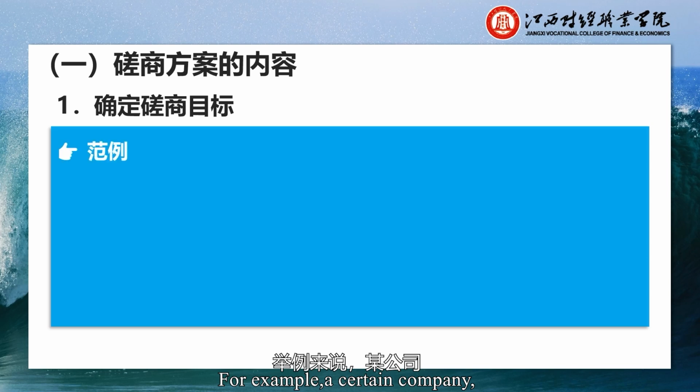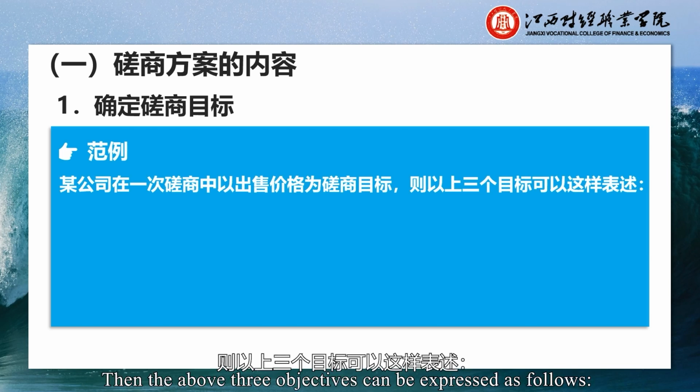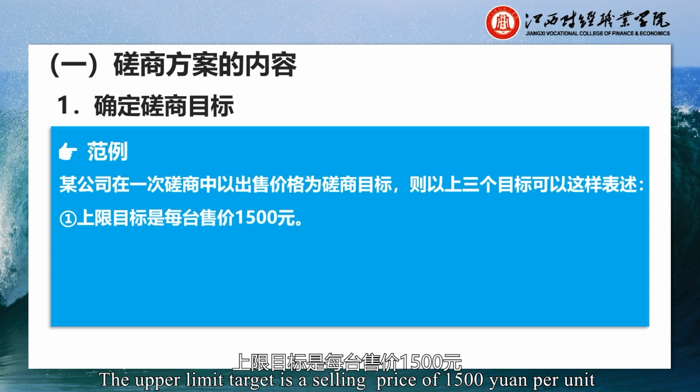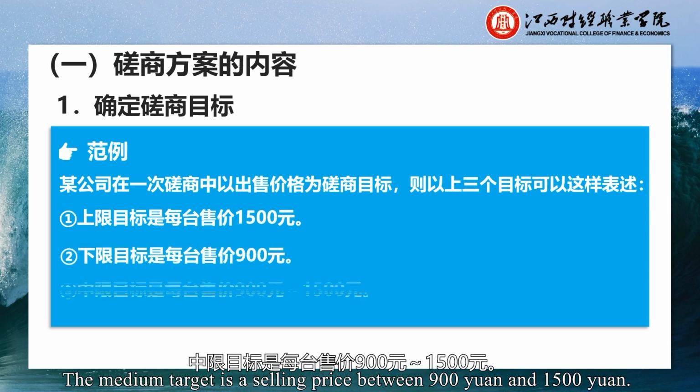For example, a certain company during a negotiation sets a selling price as the negotiation goal, then the above three objectives can be expressed as follows. The upper limit target is a selling price of 1500 yuan per unit. The lower limit target is a selling price of 900 yuan per unit. The median target is a selling price between 900 yuan and 1500 yuan.